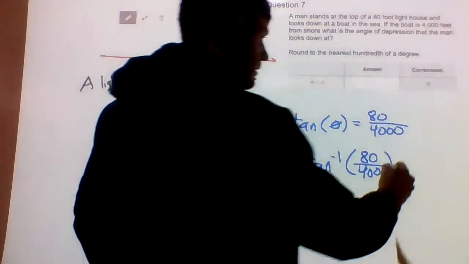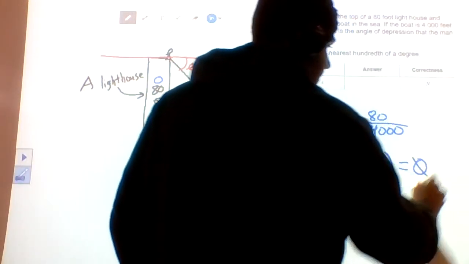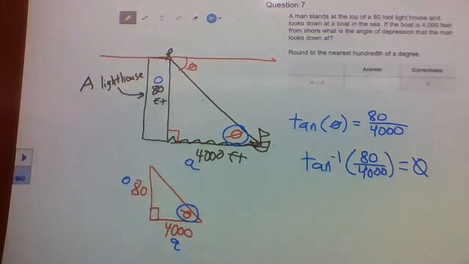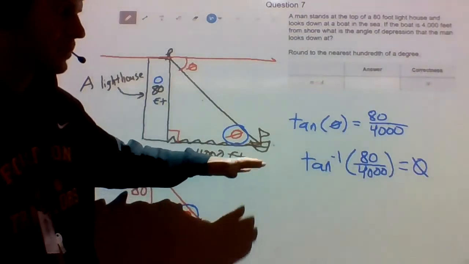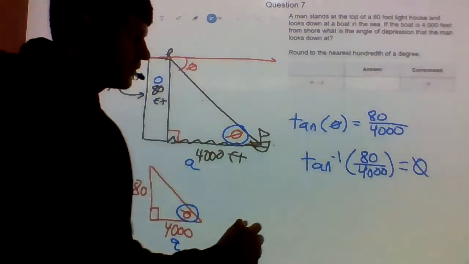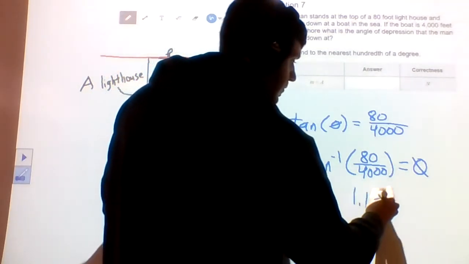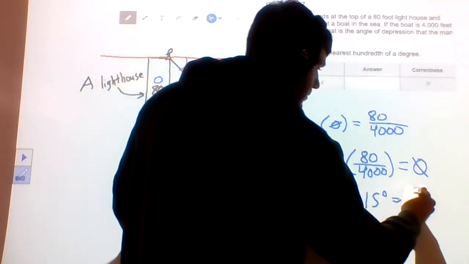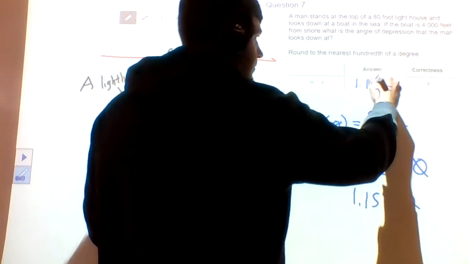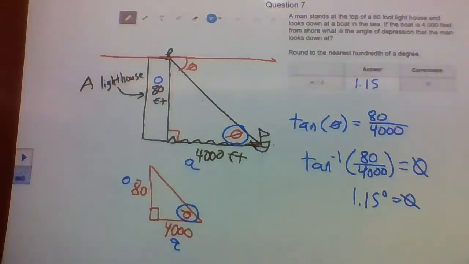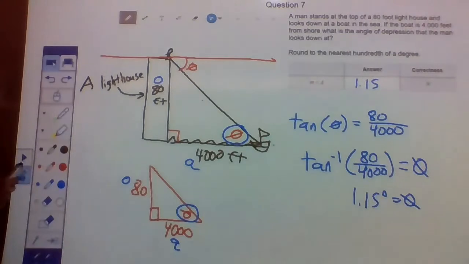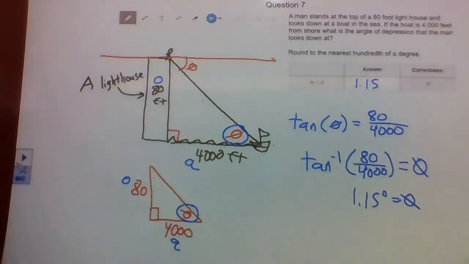Inverse tangent, that's going to equal our angle. So we put that in the calculator. Okay, so you go inverse tangent, make sure you're in degrees, and that should give you an angle of, I believe, 1.15 degrees. 1.15 degrees, to the nearest hundredth of a degree. So apparently we skipped number 6, but there's our answer there for number 7.